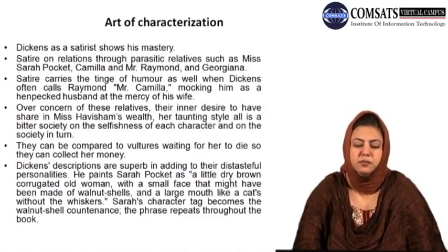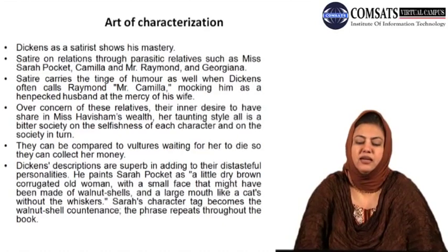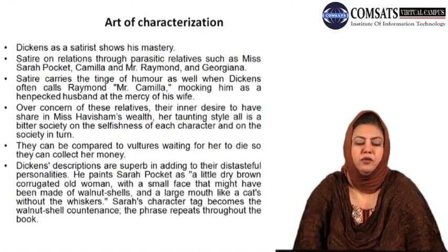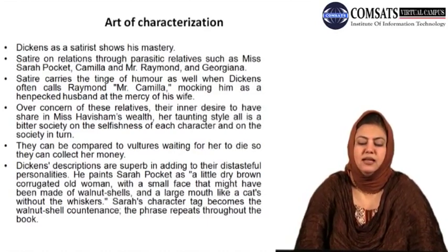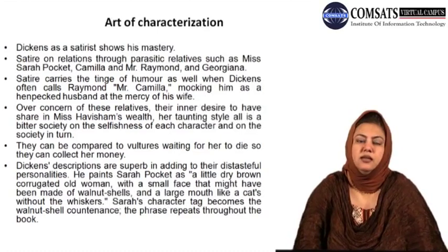Dickens' descriptions are superb in adding to their distasteful personalities, that is of the relatives. He paints the picture of each character. He sketches it in a wonderful way. He paints Sarah Pocket as a little dry, brown, corrugated old woman with a small face that might have been made of walnut shells and a large mouth like a cat's without the whiskers. Sarah's character tag becomes the walnut shell countenance, the phrase that repeats throughout the book.